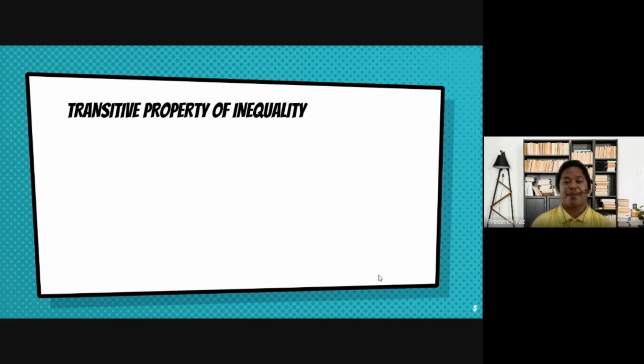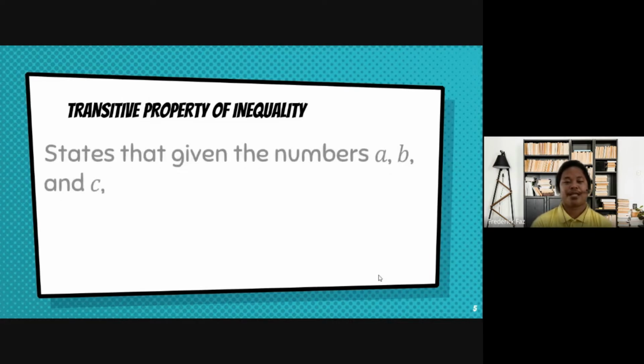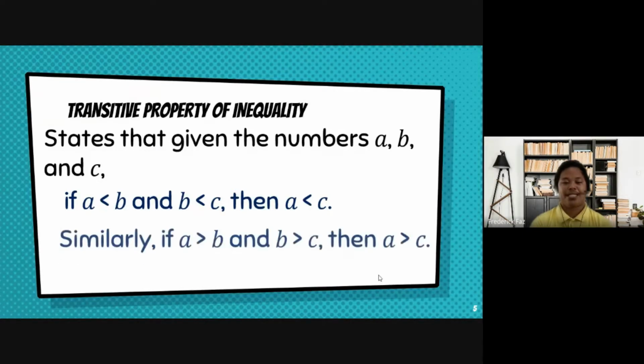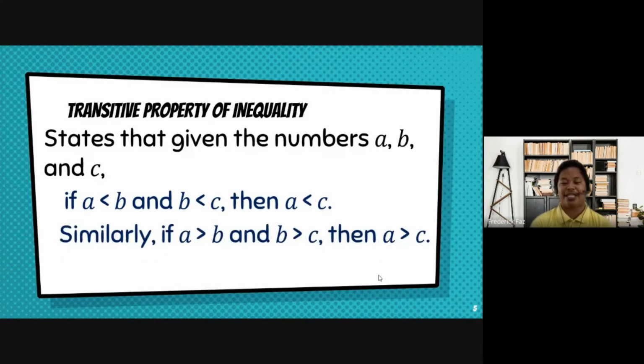For transitive property of inequality, it states that given the numbers A, B, and C, if A is less than B and B is less than C, then A is less than C. Similarly, if A is greater than B and B is greater than C, then A is greater than C. This also applies for the inequalities involving less than or equal and greater than or equal.